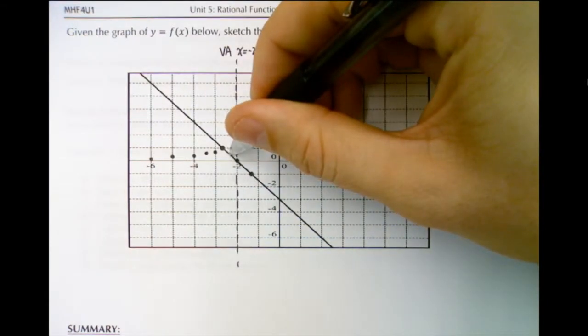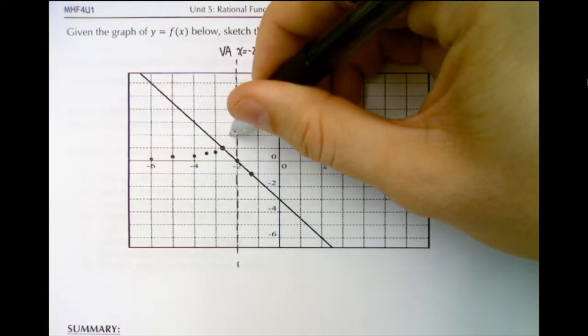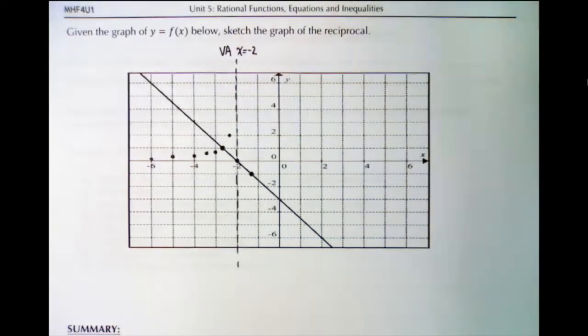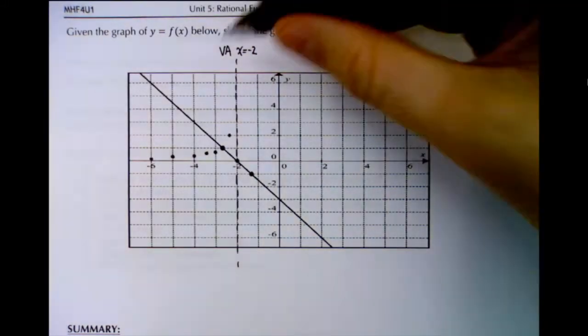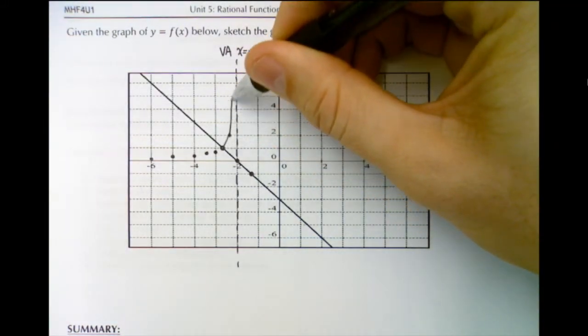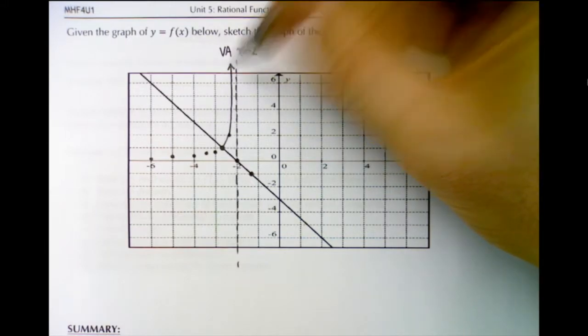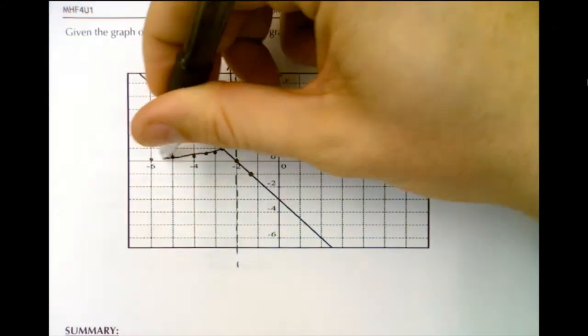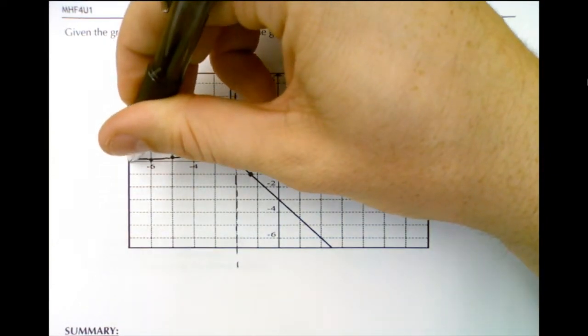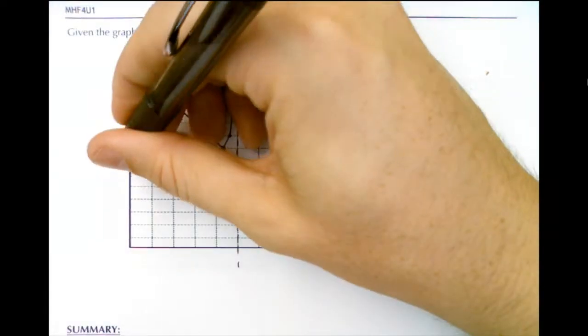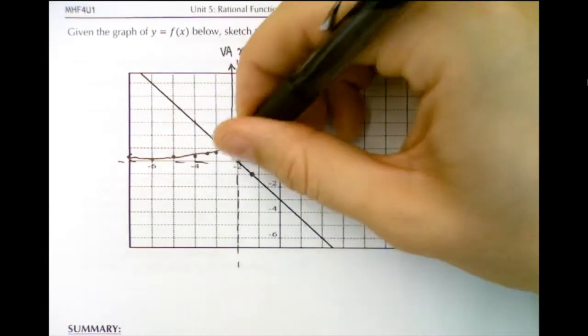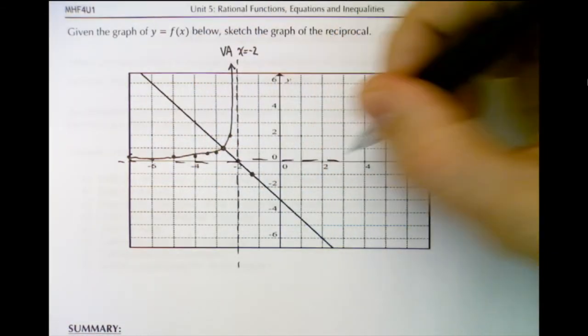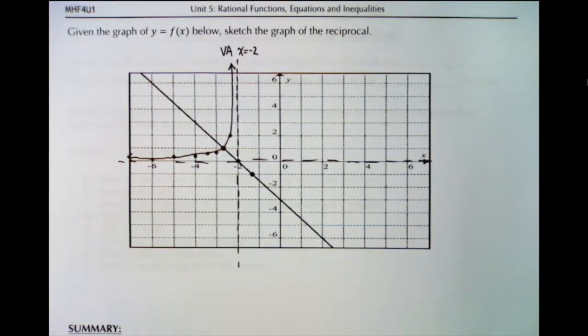This y value is a half. The reciprocal of a half is 2. That value is up here. And I think you can see what's kind of happening here. We're going to bend towards our vertical asymptote. And then this seems to be bending towards and leveling off at 0. And that's because there's actually a horizontal asymptote at y equals 0.